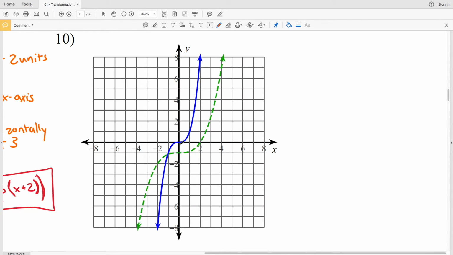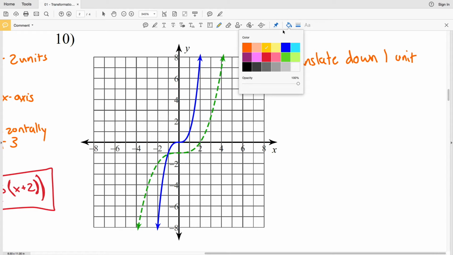In number 10, we're not translating left or right, but we are translating down. And that's translating down by 1 unit. So if we didn't do the translation, here would be g of x. So if g of x wasn't translated, let's go ahead and draw that. So moving this unit up 1 and this up 1 will help us see visually whether it's compressed or expanded.